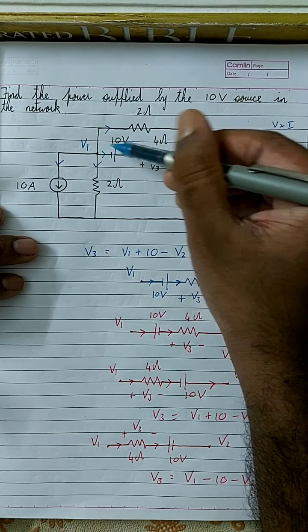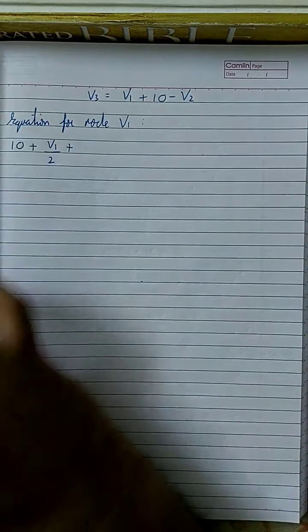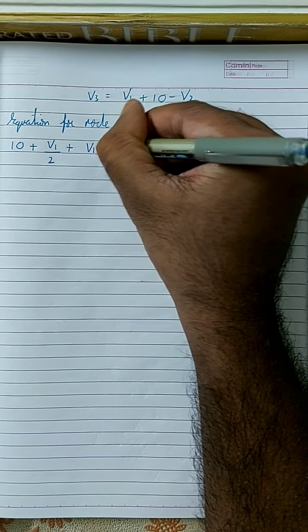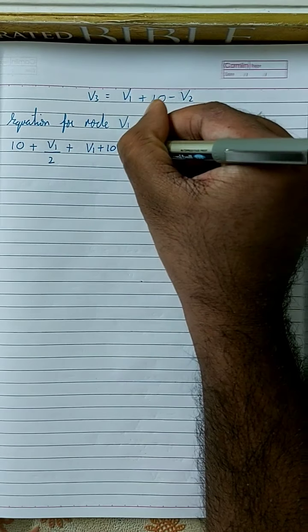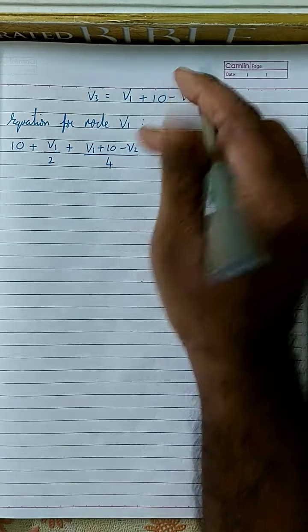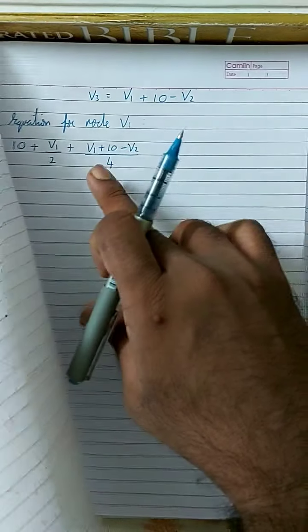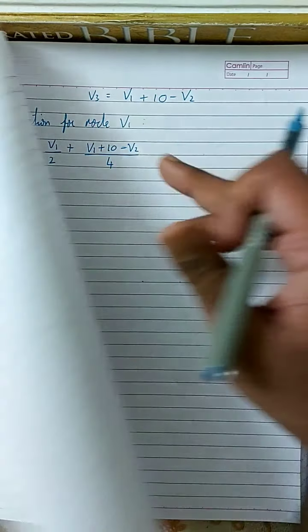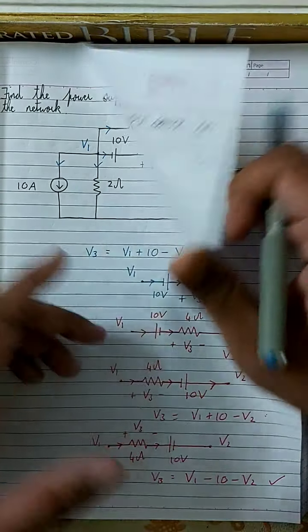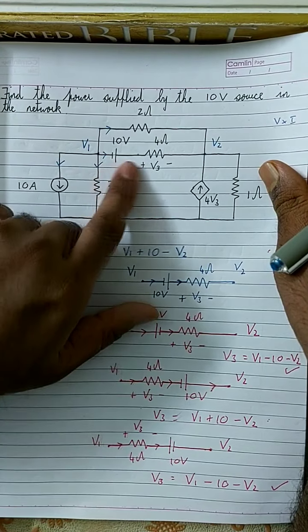So it is V1 plus 10 minus V2, right? V1 plus 10 minus V2, divided by 4. This is the current through this branch. The voltage across this branch is V1 plus 10 minus V2, divided by its resistance. Resistance is 4 ohm. Okay. So now I wrote the current through this branch.